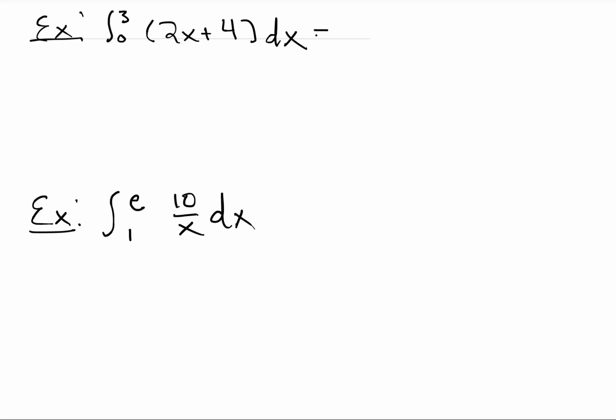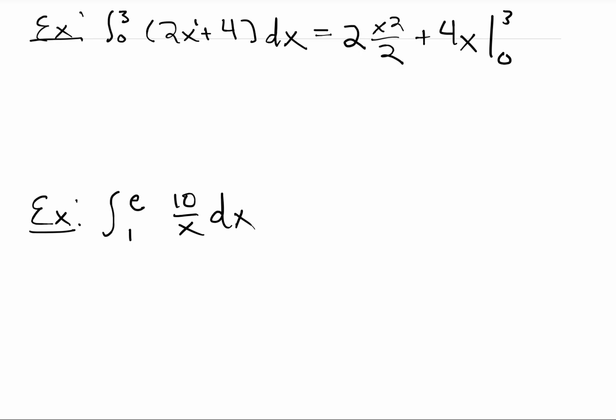Here, if I want to try that, my antiderivative of 2x is: I hang on to my constant coefficient 2, and then I apply power rule on x, because x is really x to the 1. Anything to the 1 is itself. If I antiderive x, I get x squared over 2. If I antiderive 4, I get 4x. This has to be evaluated between 0 and 3.